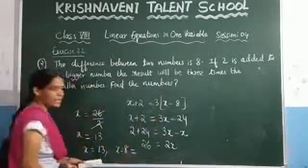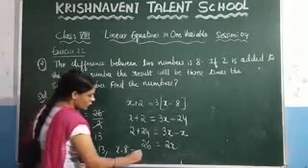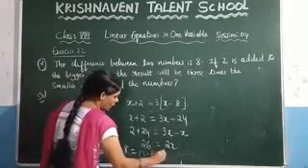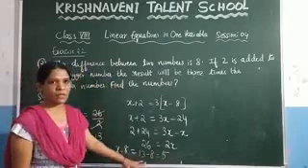If you want to calculate the other number, what we need to do? We need to subtract 8 from 13. So, 13 minus 8. What is the value of 13 minus 8, which is 5? What are those numbers? Which is nothing but 13 and 5.